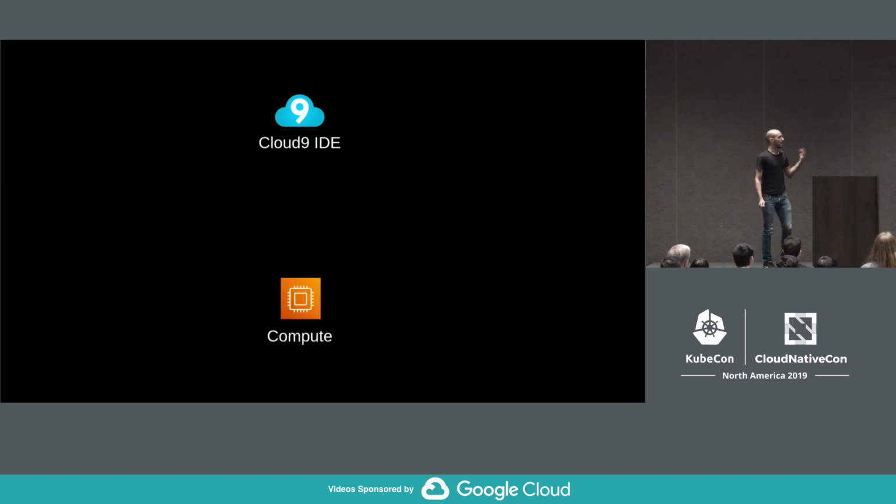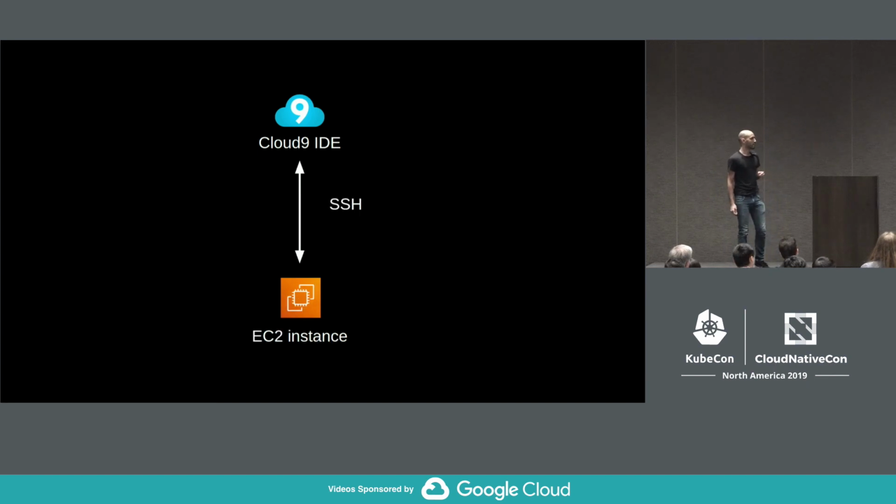And so, as I mentioned, there's the Cloud9 IDE that we saw a moment ago with the text editor, the terminal emulator, the file browser, and so on and so forth. And this is backed by some compute resource where the actual programs run or where the actual files are stored. And the Cloud9 IDE connects to this compute resource using the SSH protocol. Now, by default, in case of Cloud9, this compute resource happens to be an EC2 instance.